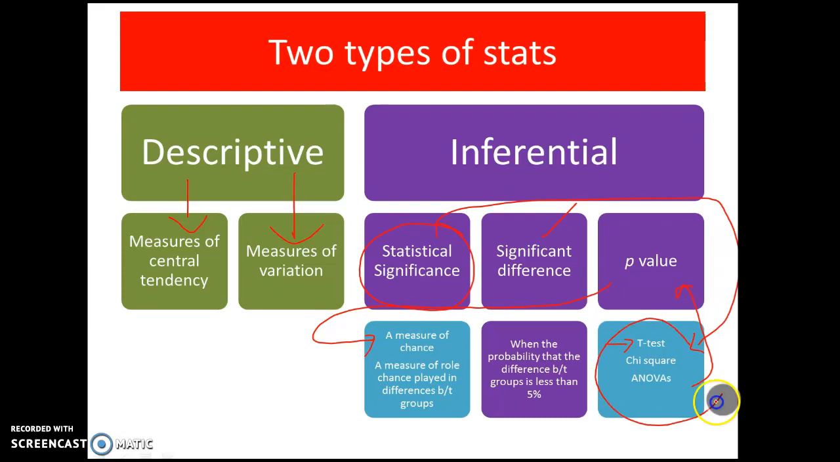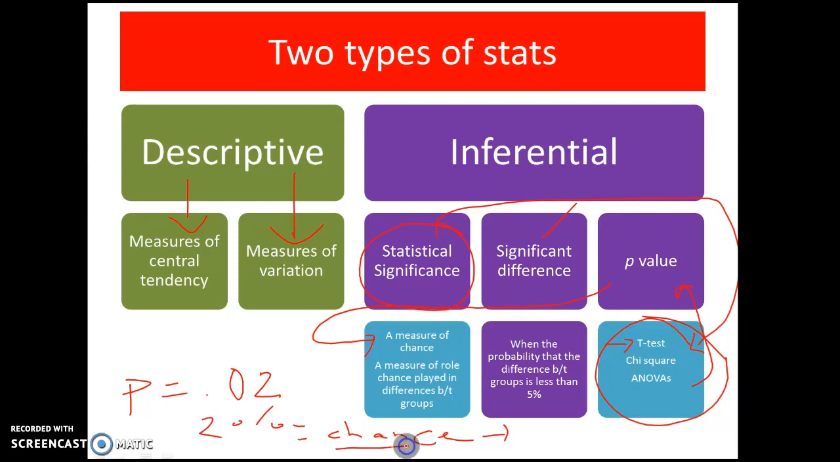So meaning if we do one of these tests, which you're not responsible for doing, and we get a p-value of 0.02, the 2% tells us that is the role chance played in the differences we observed in our dependent variable, right? Then we can infer. So this is the second part. We can infer, because the p-value measures chance, we can infer that our independent variable is 98% responsible for the changes we observed in our dependent variable. Okay? So that's all it says.